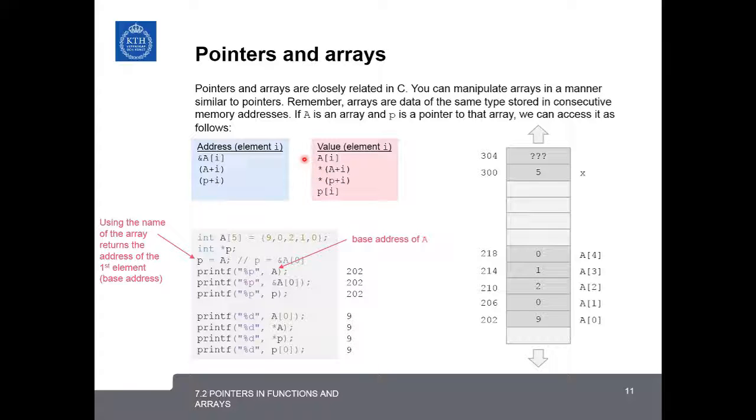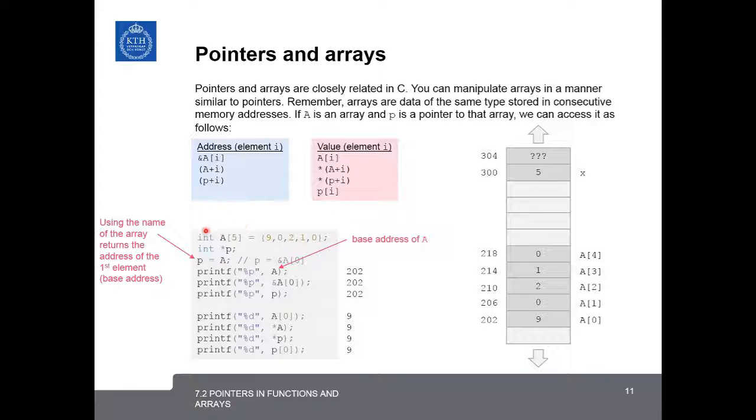Similarly, if you want to access values from the array, the standard way is to say A and then square braces I. But you can also use the following syntaxes. You can use a pointer with square braces of I, or the dereferencing operator with parentheses, and then you can add I to the pointer address, or since A is the base address of the array, you can also do the same syntax with A.